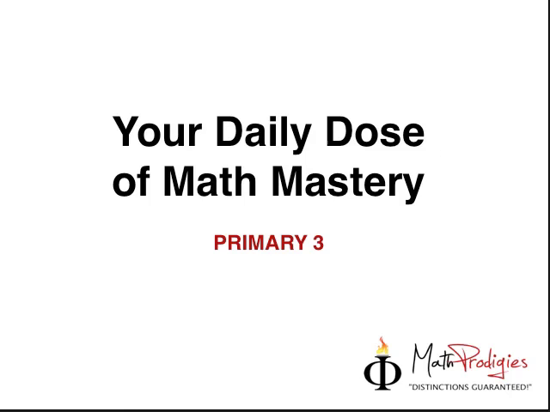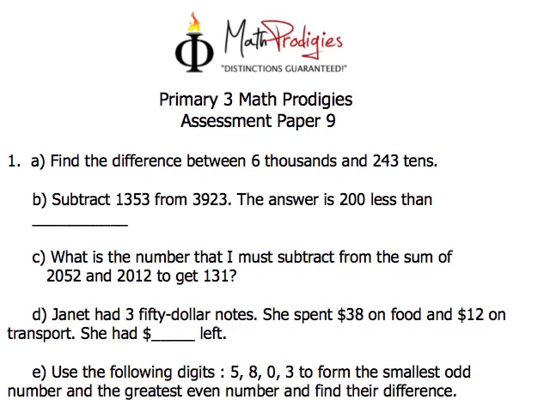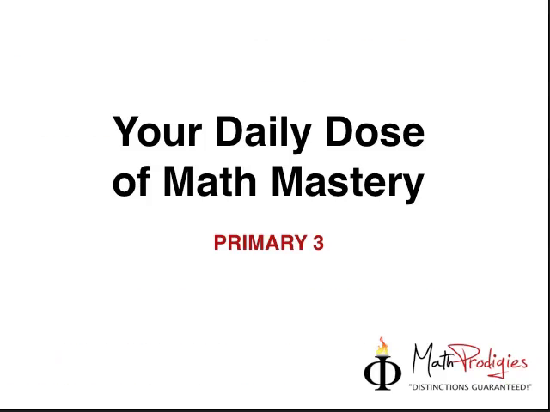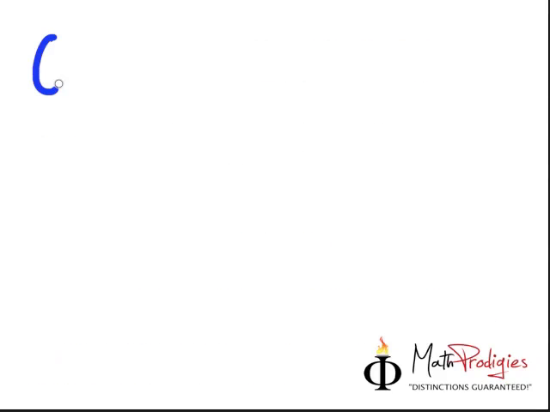Alright, let's take a look at this. It says part A, find the difference between 6 thousands and 243 tens. Okay, so how did I teach you to do this? Remember, 6 thousands and 243 tens. Find the difference.